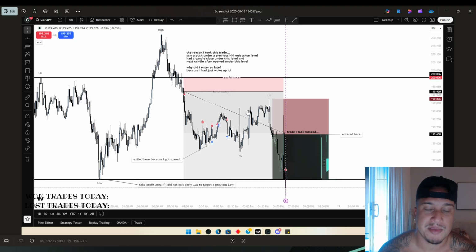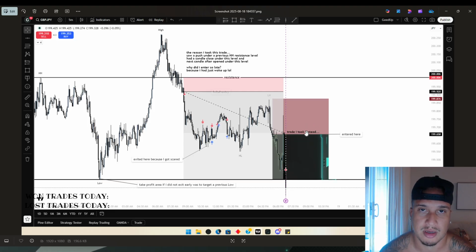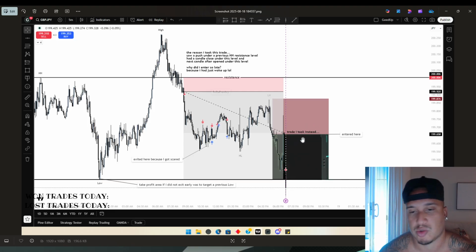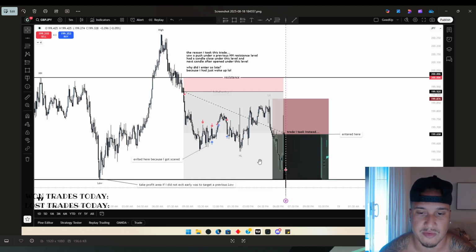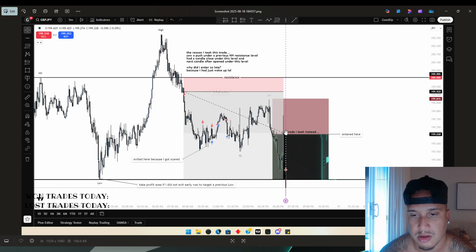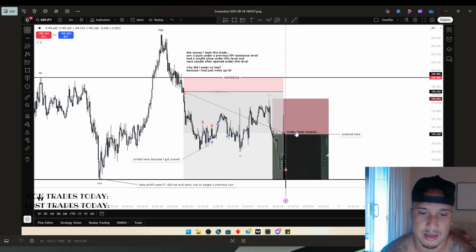Maybe that was a good thing because we were able to get a second entry on our live account, which was cool. But if we would have just stayed in, that was the take profit area, and this is the entry area on the trade that I took instead.